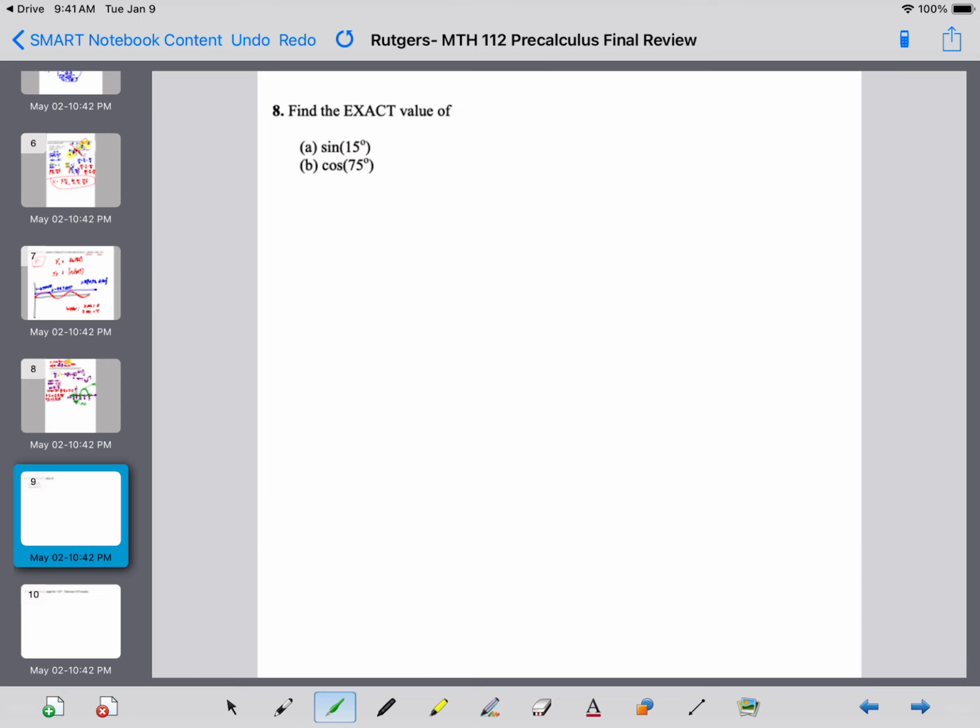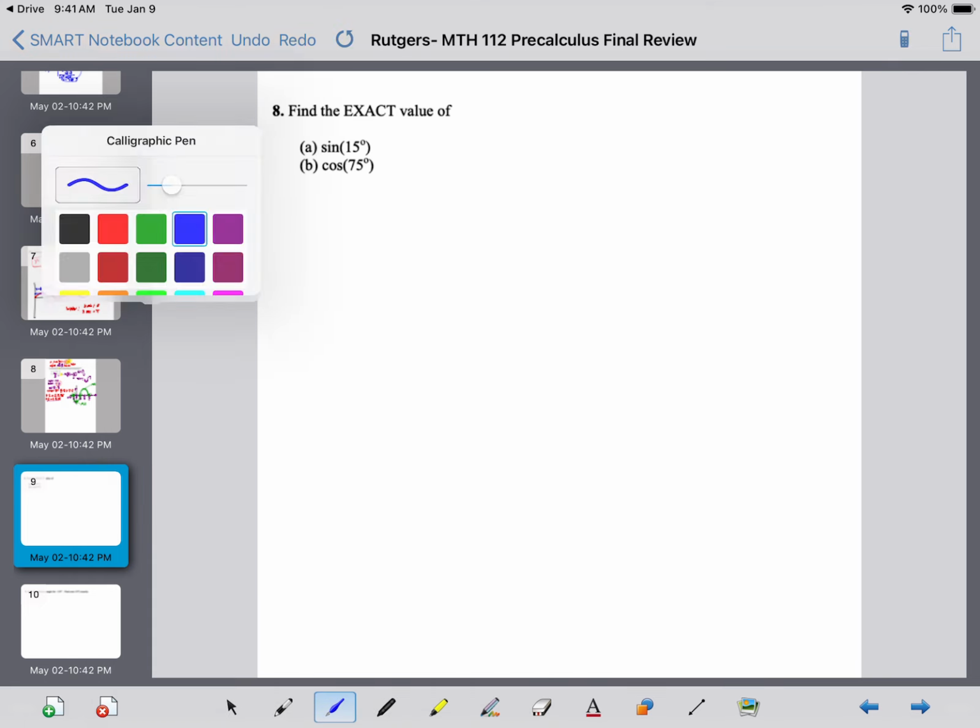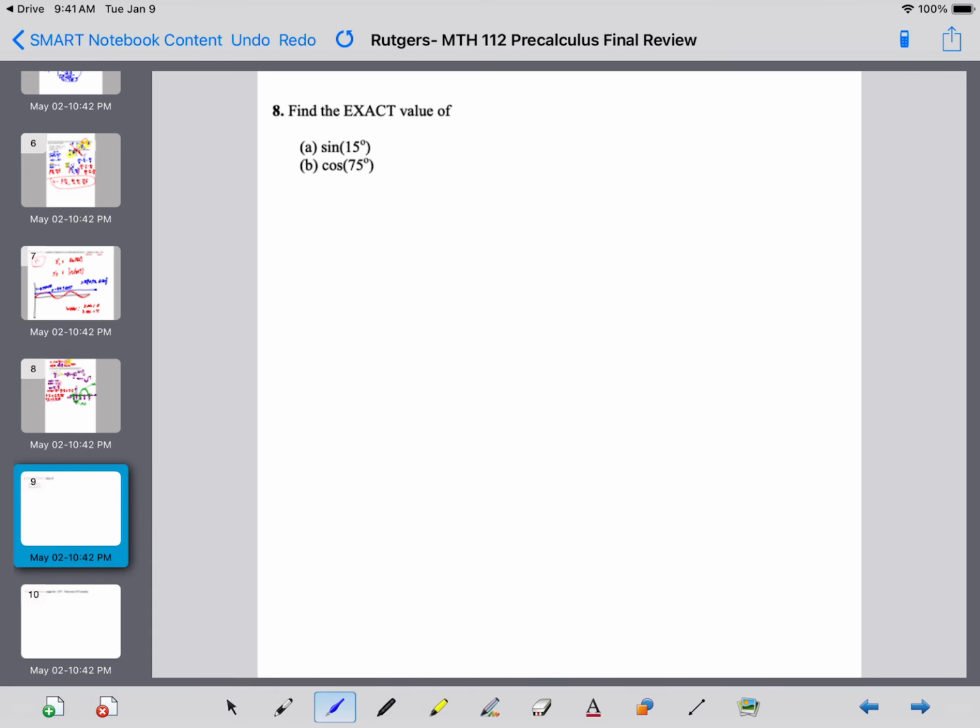Alright. For 8, find the exact value of sine of 15, cosine of 75. So as we discussed, there's different ways to do this. You could use your sum and difference formulas. You could use your half angle formula. Maybe we'll show 2 ways of doing it. So, sine of 15. We know 30 degrees, so let's use our half angle formula.